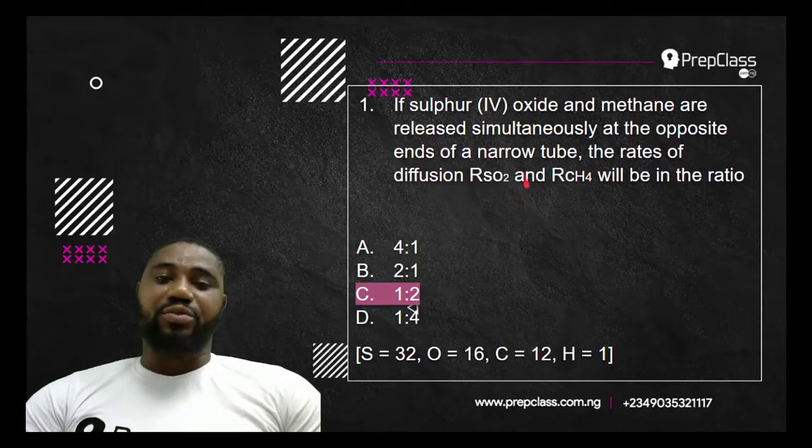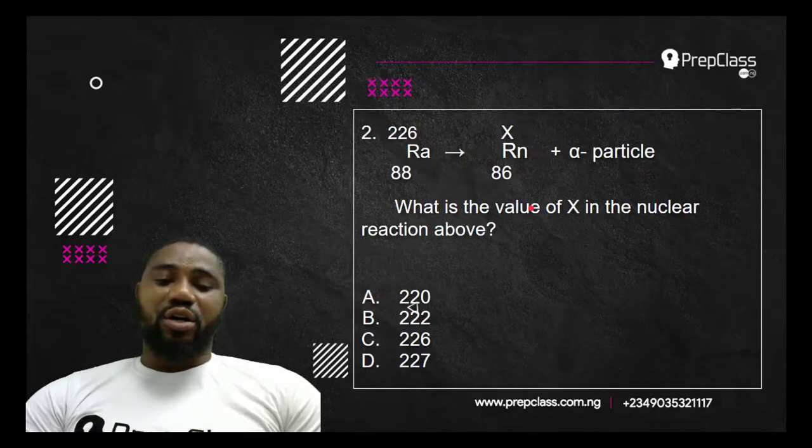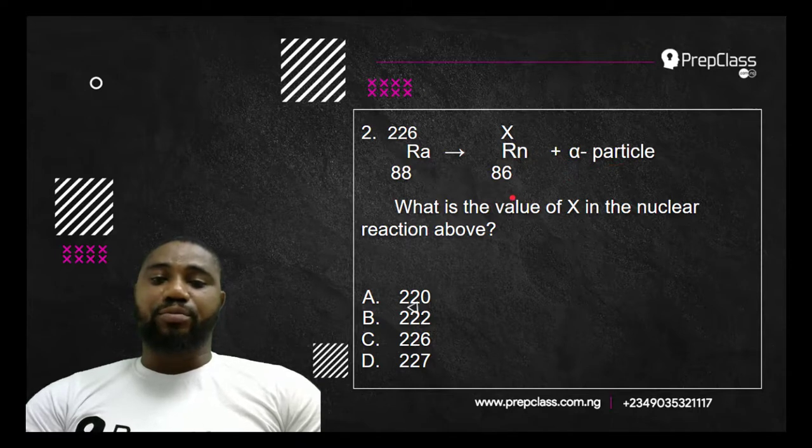It's very simple. Question number 2. If you look at this equation here, it is a nuclear reaction. I think this should be radon, and this one I'm not too sure. Anyway, these radioactive elements undergo disintegration to give what? An alpha particle. You know what's radioactivity?